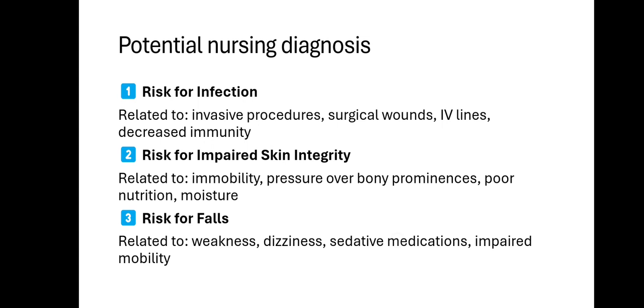The second one, risk for impaired skin integrity, related to immobility, pressure over bone prominences, or poor nutrition and moisture. So they are more likely to have a break in the skin. That's what we are taking. Risk for impaired skin integrity because of pressure sores, pressure over the prominence areas. Imagine you are just sitting in one position for 2 days. You are more likely to have problems in those particular areas.